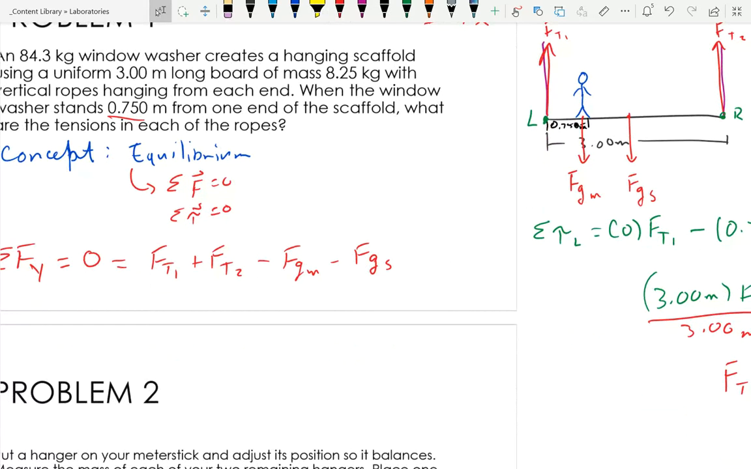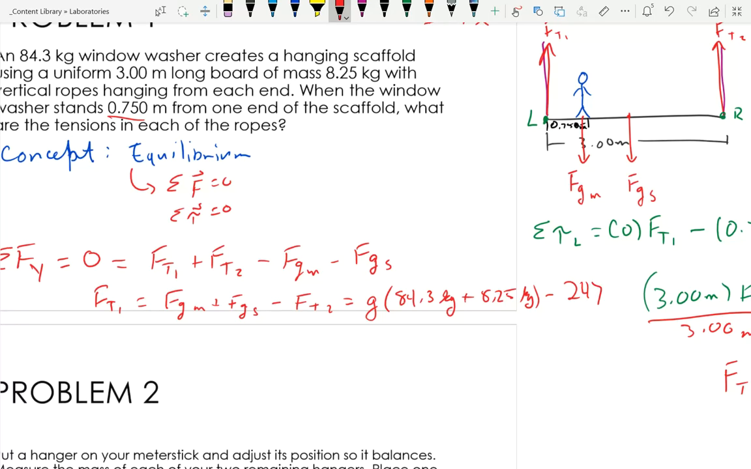So I'm looking for force tension 1, so I just move everything else to the other side of the equal sign. Force tension 1 is equal to force gravity man plus force of gravity scaffold minus force tension 2. So that's going to be G times the sum of the masses. Minus my 247. I should have put 9.8, I suppose.